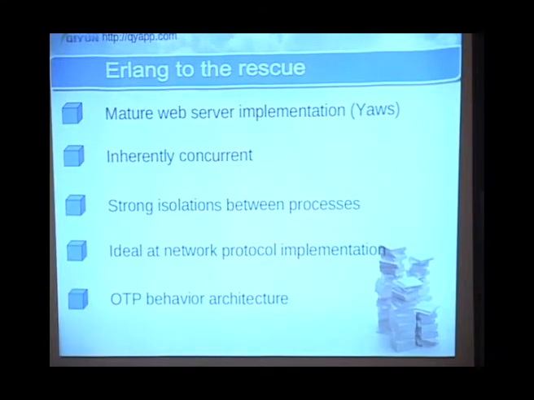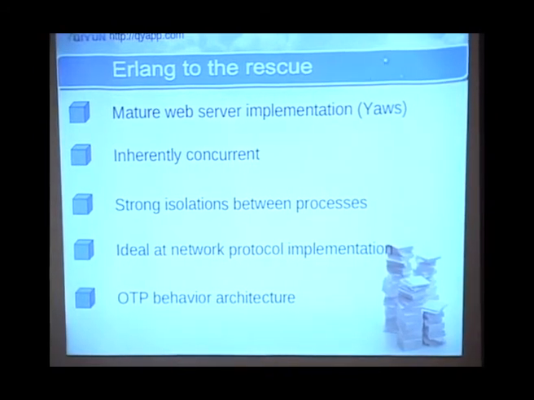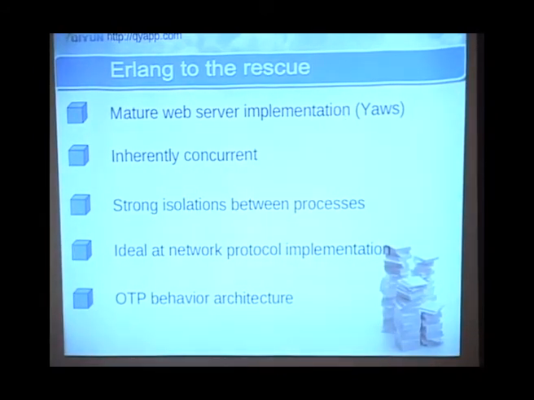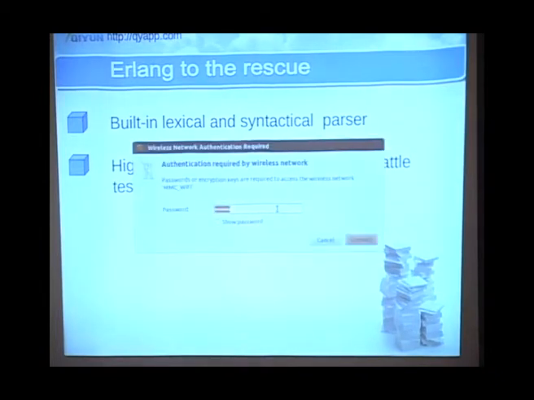First, we have a very mature web server implementation, Yaws. It's quite mature, and we implemented quite a lot of features inside. Maybe there are alternatives, say Cowboy, which I know is merging, so we may have to look at that as well. But so far, Yaws is doing a really good job here. Erlang has inherent concurrency, of course, strong isolation between processes, network protocol implementation, plus the OTP behavior architecture. Erlang has all those good things, which is why we can crank out this platform in such a short time, without too many people working on it.